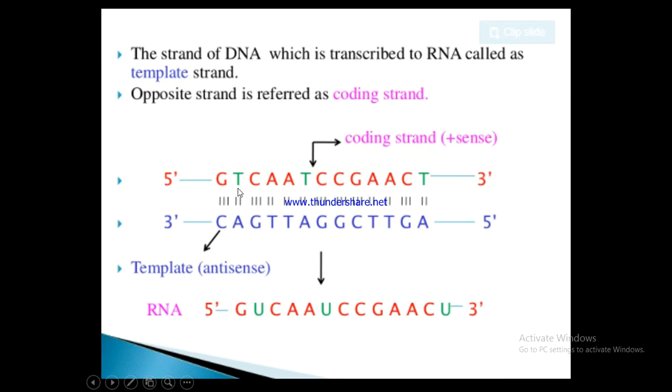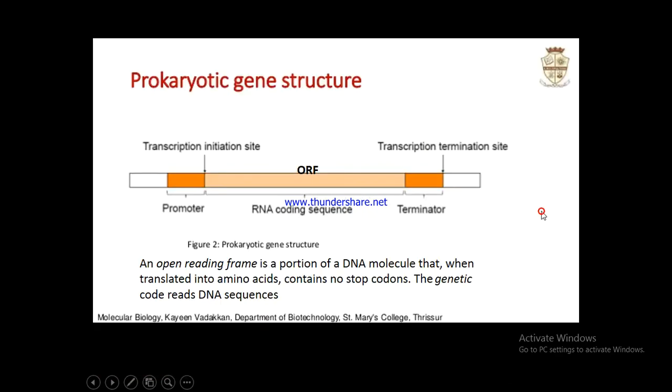Okay, so here you can see there are two strands of DNA. One we call 5 to 3 prime and the other one is 3 to 5 prime. The 5 to 3 prime strand is known as the coding strand or sense strand, while the opposite strand is known as the template strand or antisense strand. When the RNA is synthesized, the RNA molecule is complementary to this template strand. That is why we know it as the template strand. And the RNA molecule looks like the coding strand. That is why we know it as the coding strand.